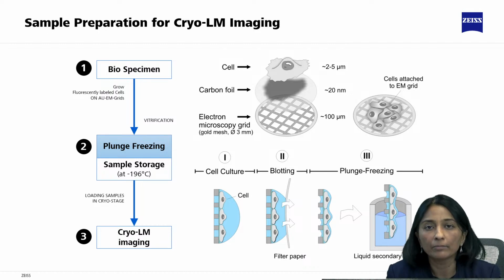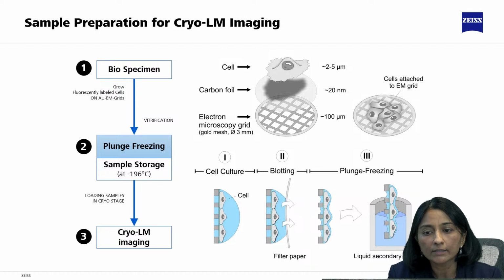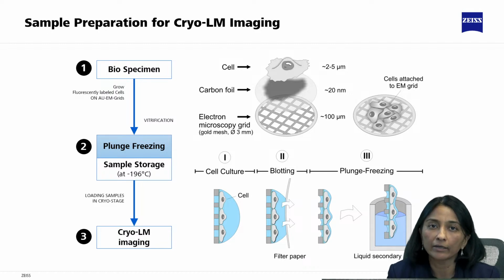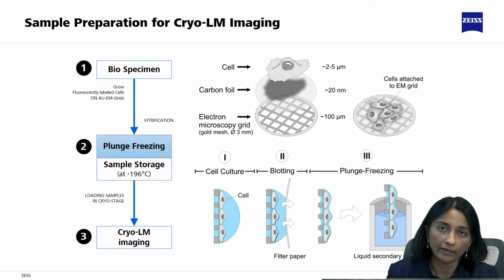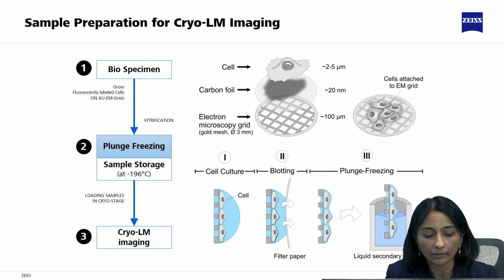cells, for example, mammalian cells that are grown on an electron microscopy grid. And these grids can have a support film, for example, a carbon foil or a Formvar coating. And these grids are plunge frozen. And once they are plunge frozen, they are stored at minus 196 degrees Celsius. And all of the imaging is done at minus 196. So in a nutshell, this is essentially the type of grids that we are imaging on the LM.